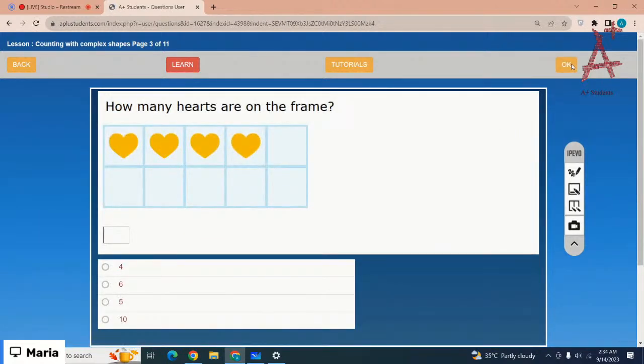How many hearts are on the frame? So which is the correct option? You have to count the hearts, right? Yes, there are only 4 hearts. The correct option is 4.